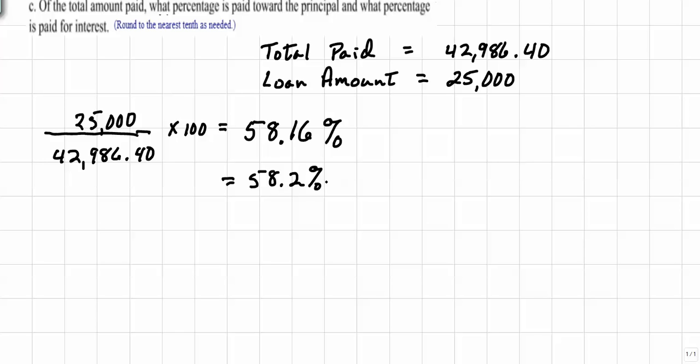Okay? Which means that if the amount of the loan is $25,000 and we've paid $42,000 over the life of the loan, if we subtract these two values right here, we're going to have the amount of money that we have paid out in interest. And that's going to yield an amount of $17,986.40. So this is interest.